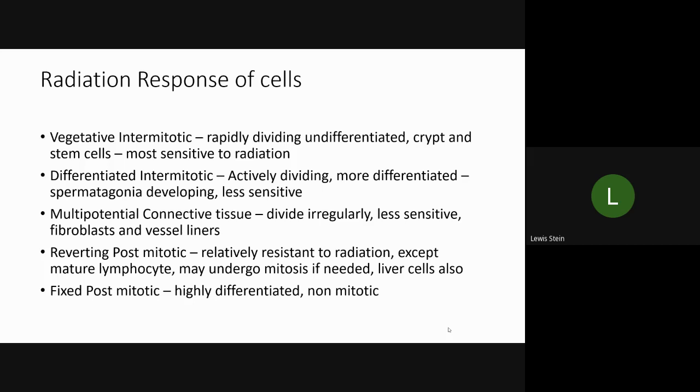And the blood vessels are surrounded by layers of additional tissue like smooth muscle, which is not sensitive. So there are layers of protection, an abundance of structures. And now when they look at reverting post-mitotic cells, they are relatively resistant, and the oddball is the mature lymphocyte. Okay, so it has the capability of undergoing mitosis if needed. Liver cells are like that as well.